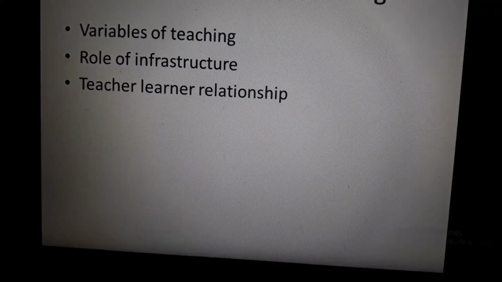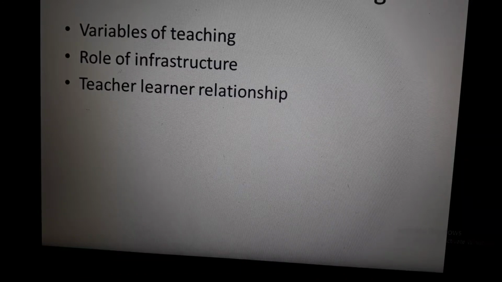And next we have the requirements of teaching. So what are the things that are required in teaching? We need variables of teaching. So what are the variables of teaching? A student must be there, a teacher must be there, and a curriculum, that is what must be taught. What are the methods of teaching? What are the strategies? So these are the variables. Role of infrastructure. These are the tables, the chairs, the pens, the pencils, the books. All are infrastructure.